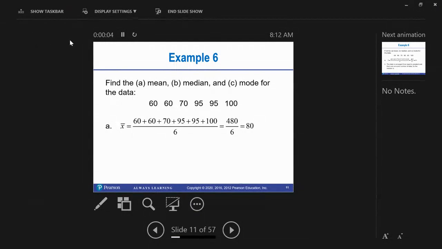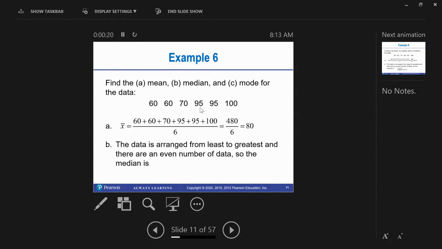Okay, then when you want to find the median, you're going to take the numbers and make sure they're arranged from smallest to largest, which we've already got it there, so we're good. We had 6 numbers this time, so I don't have a middle number. So this is where I need to take my 2 middle numbers and average those. So I'm going to take the 70 and 95. Once again, you'd put parentheses around those in your calculator and then divide by 2, and that means your median is 82.5.